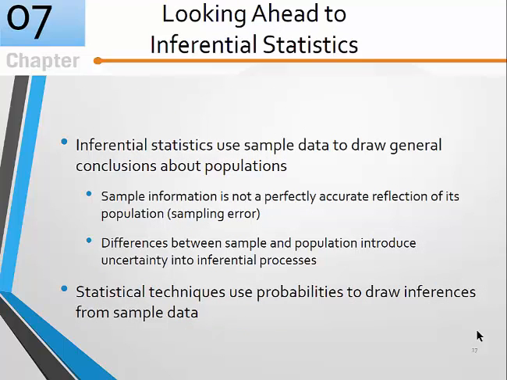Let us look ahead to inferential statistics. Inferential statistics use sample data to draw general conclusions about populations. But sample information is not a perfectly accurate reflection of its population due to sampling error, the difference that always exists between sample and population. These differences introduce uncertainty into inferential processes, and statistical techniques use probabilities to draw inferences from sample data.